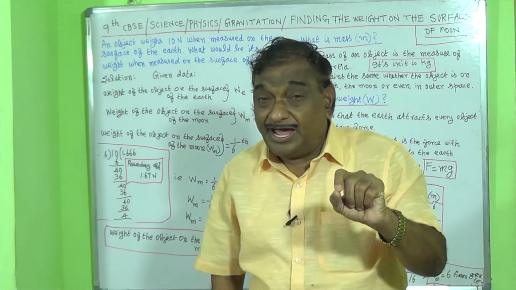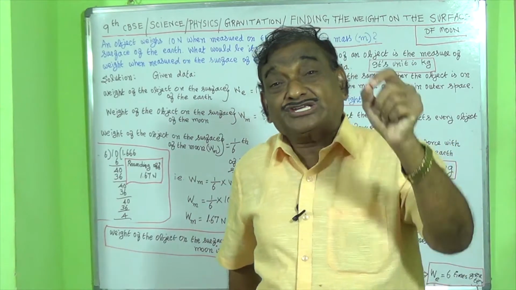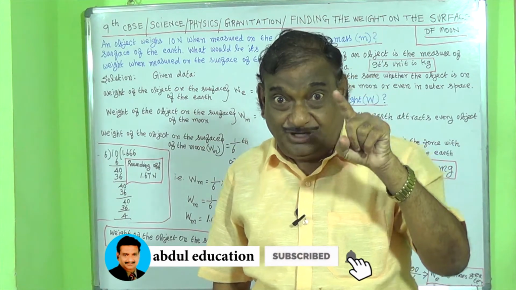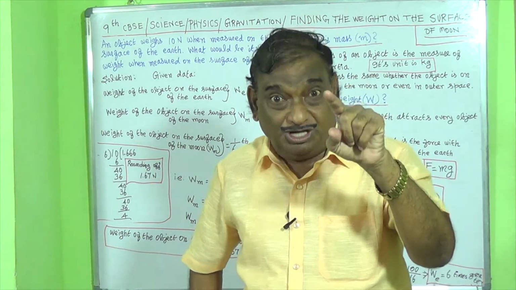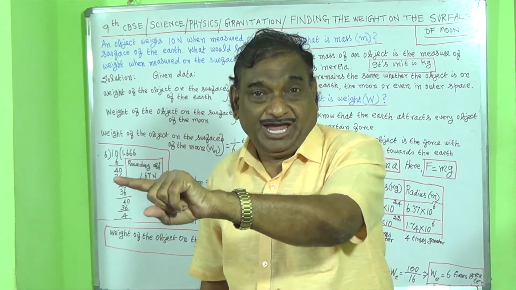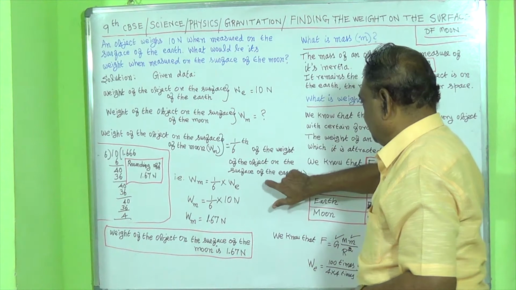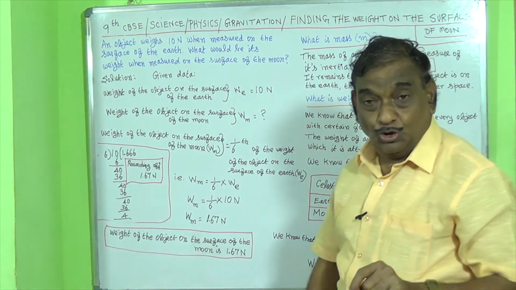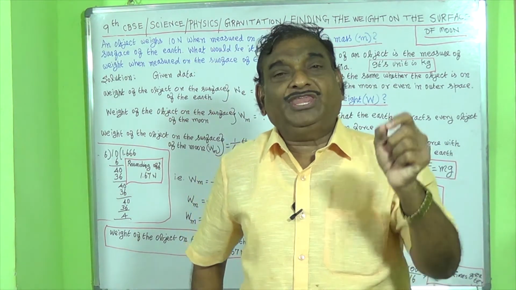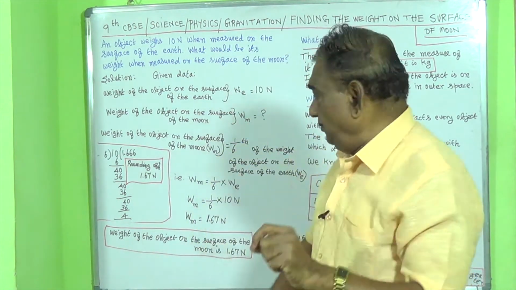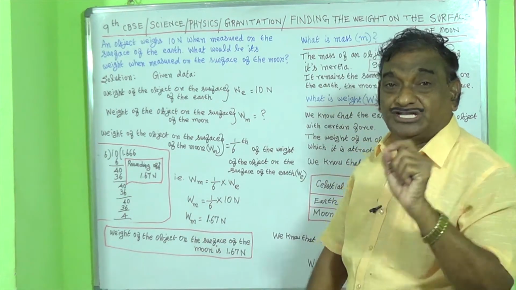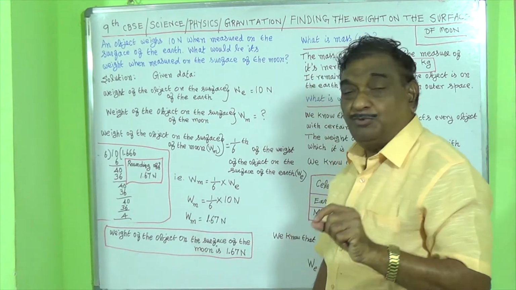How can we find the weight of the object on the surface of the moon? We know that the weight of the object on the surface of the moon is 1/6 times the weight of the object on the surface of the earth. So, if we multiply the weight of the object on the earth with 1/6, we can get the weight of the object on the surface of the moon, that is Wm.